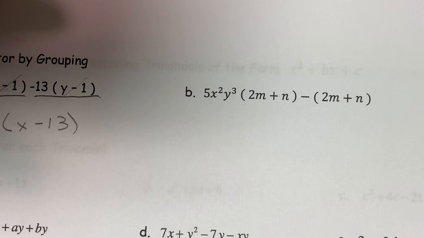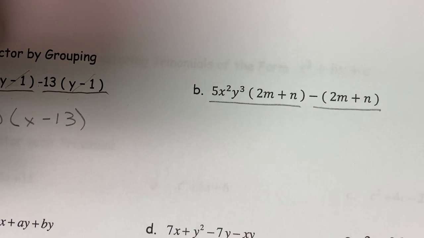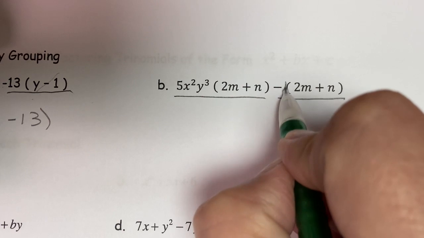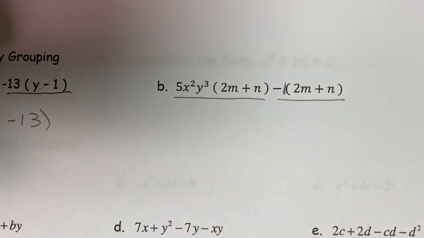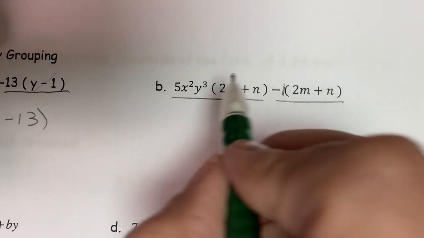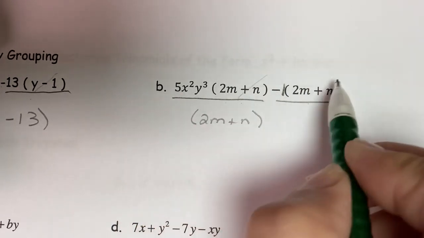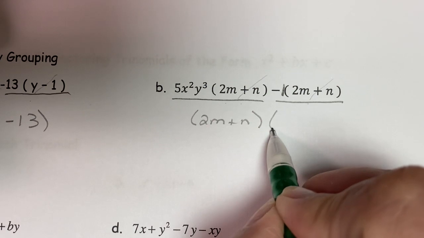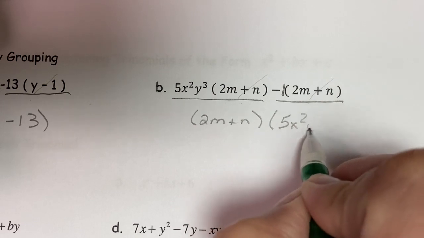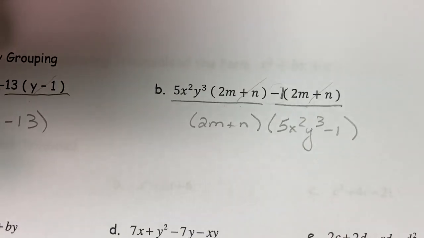Look at B over here. So it's very similar. So we're going to look at this as two big terms. Let me point out what is the number in front of this set of parentheses. It's actually a -1. We're going to need that. So what do these two big terms have in common? Well, they have a 2m minus n or plus n in common. We're going to factor that out. It's now gone. And what is going to be left? Well, what's going to be left in this first term is 5x squared y cubed. And in the second term, we'll simply have the -1.